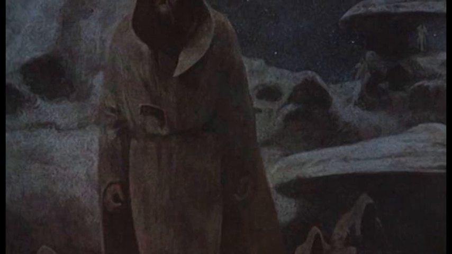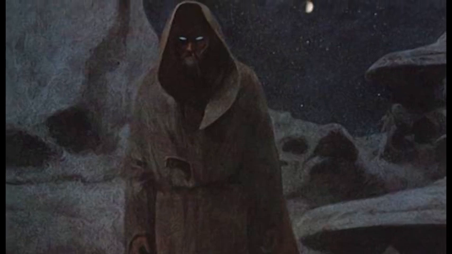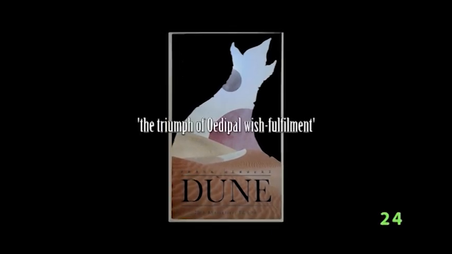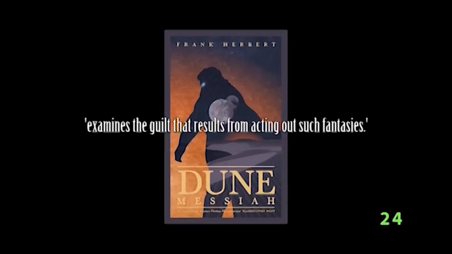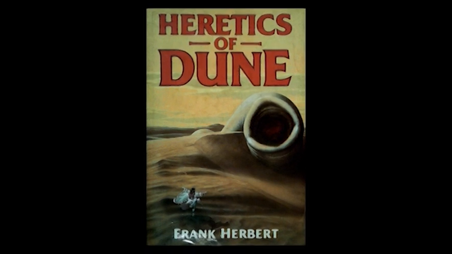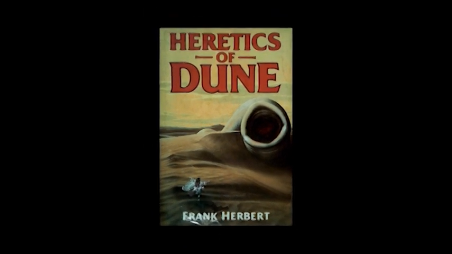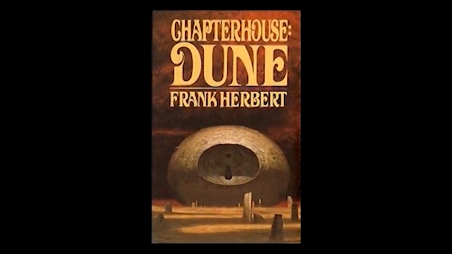MacLean acknowledges that the importance of fantasy themes, or myths, diminish throughout the Dune series, and views Dune as the enactment of the triumph of Oedipal wish fulfillment, whereas Dune Messiah examines the guilt that results from acting out such fantasies. Of more interest is MacLean's identification of the use of sex as a weapon and a tool of statecraft in the Dune series, and it is especially unfortunate that her study was undertaken before the completion of Heretics of Dune and Chapter House Dune, where this theme is developed to its conclusion.